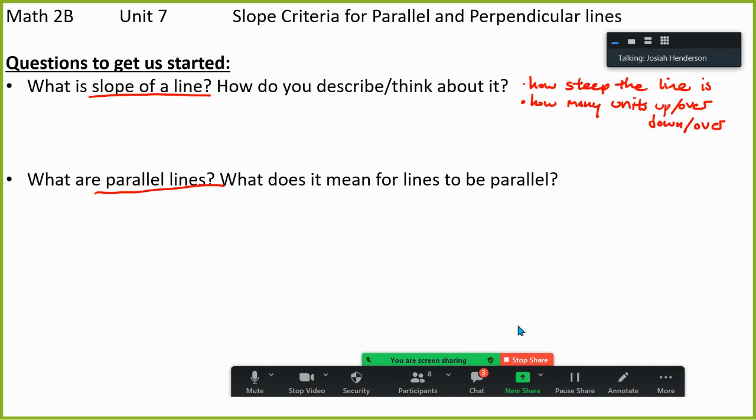Okay, I've got 3 responses in the chat. Let's hear from everybody, please. Should be 5 of you, or maybe 4 since... Good morning, Keegan. We're just getting started. Okay, so what do you remember or how would you define parallel lines? And another way to think about it is what does it mean for lines to be parallel?